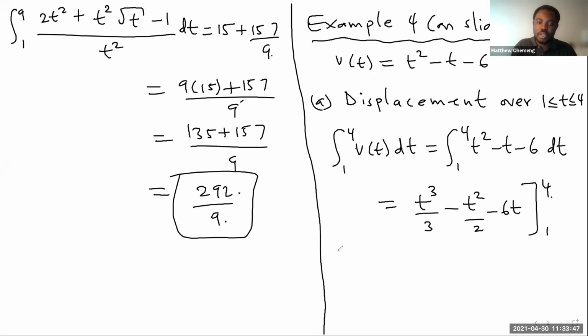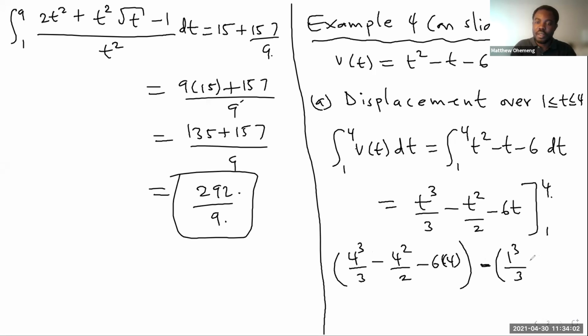So you can just plug in the upper limit. That'll be 4 cubed over 3 minus 4 squared over 2, and then minus 6 times 4. Right, not 64, 6 times 4. And then minus, plug in the lower limit: 1 cubed over 3 minus 1 squared over 2 minus 6 times 1. So when you evaluate everything here, you're going to get, I think, negative 9 over 2. So your final answer is negative 9 over 2. This is our displacement. And we are done.